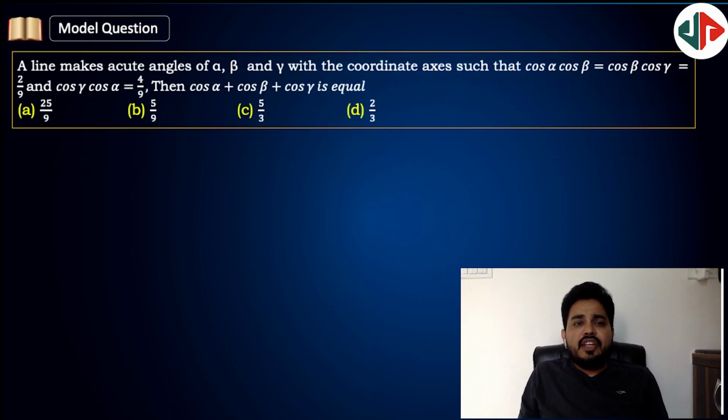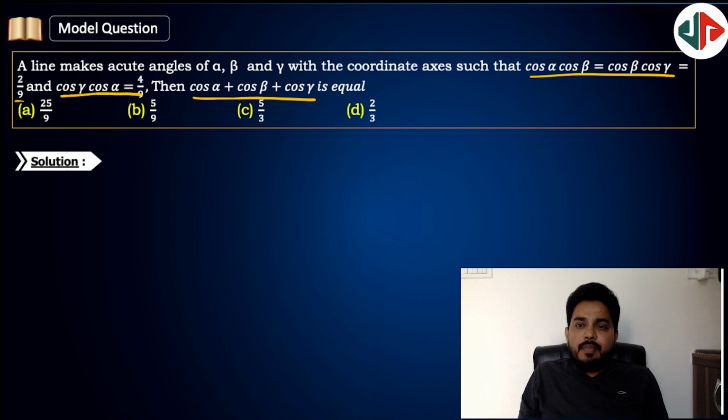A line makes acute angle alpha, beta, gamma with the coordinate axis such that cos alpha cos beta is equal to cos beta cos gamma is equal to 2 by 9, cos gamma cos alpha is equal to 4 by 9. Then cos alpha plus cos beta plus cos gamma is equal to.